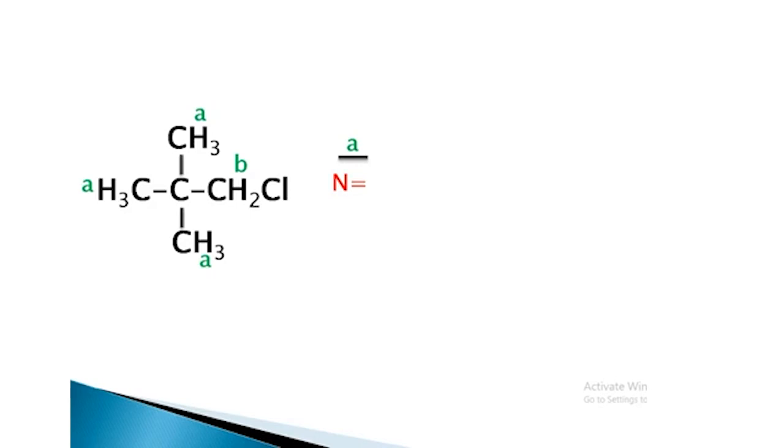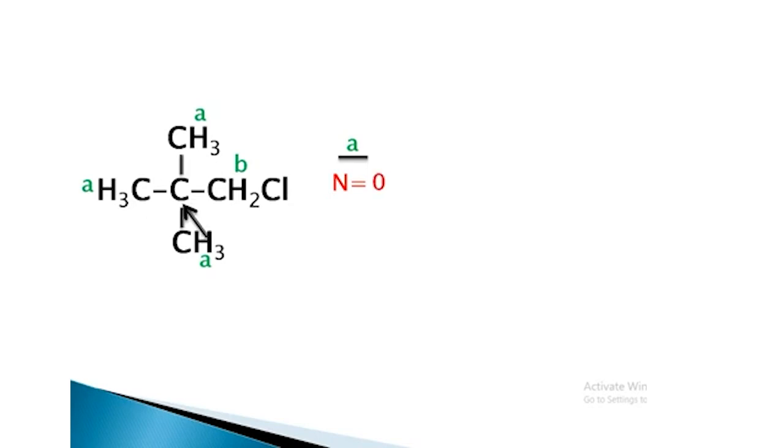So we have to count the neighboring hydrogens. Let us take this proton. These hydrogens are bonded to this carbon, which is bonded to this carbon, and this is the neighboring carbon, but there are no hydrogens bonded to this carbon.